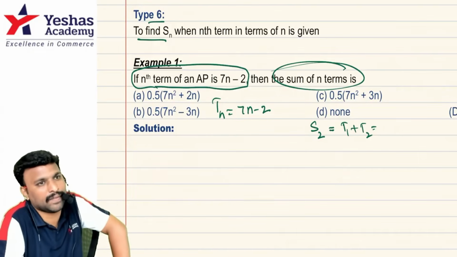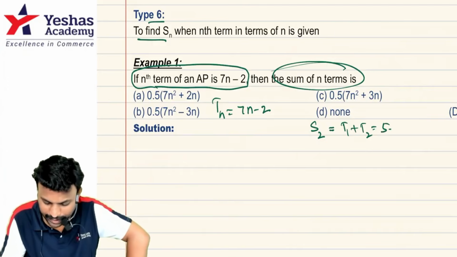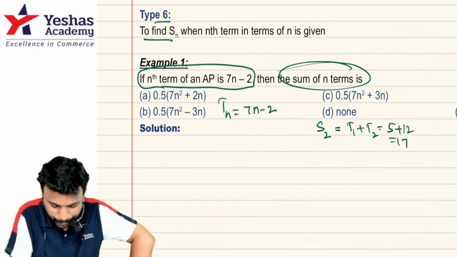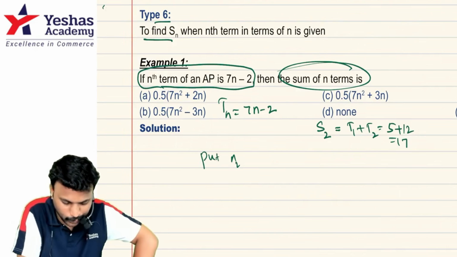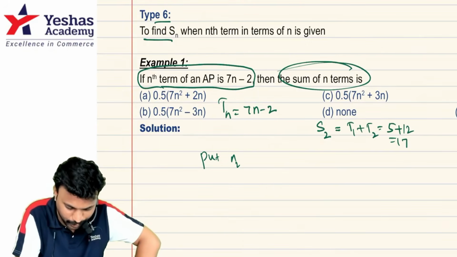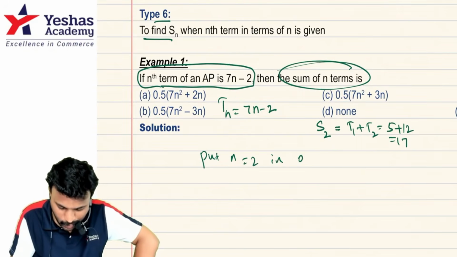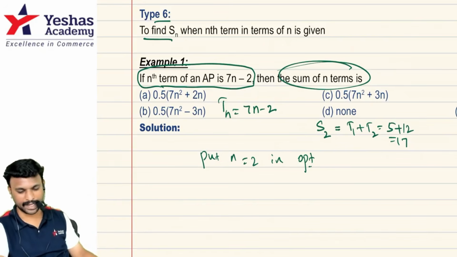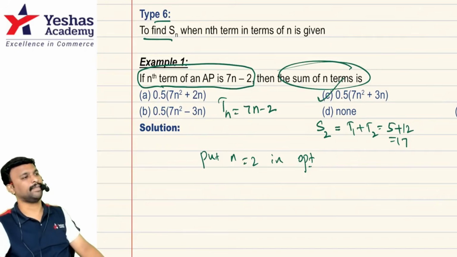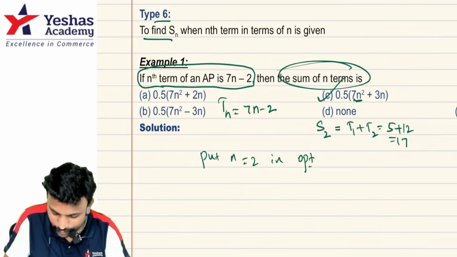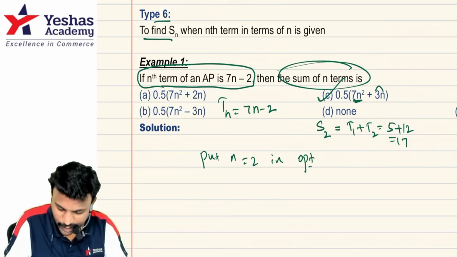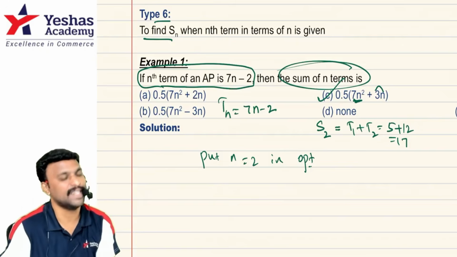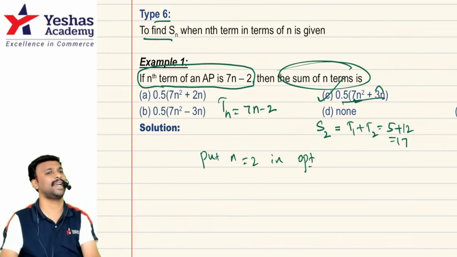Quickly tell me what is T1. Fine. Quickly tell me what is T2. So what is the sum? 17. Put n equal to 2 in options. Which option gives you 17? It is C. Check. 7 into 4, 28. 3 into 2, 6. 28 plus 6 is 34. Into 0.5, 17. Option C is the right answer.